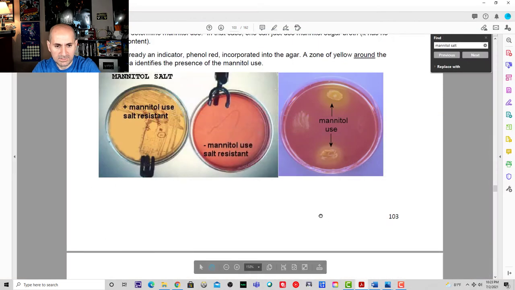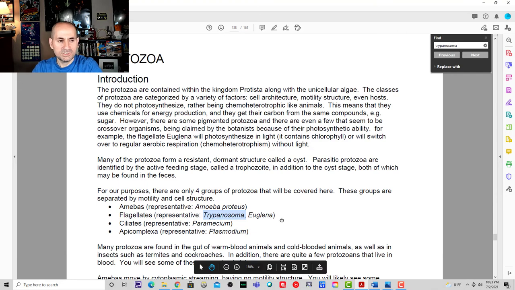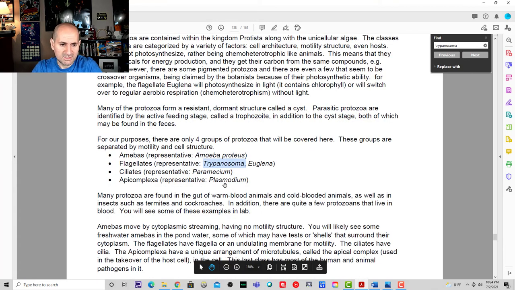Okay, protozoa. What I need you to know about the protozoa is that they are categorized by their mechanism of motility. They are categorized by a variety of factors: cell architecture, motility, even hosts. But mainly, I need you to know about their motility. Remember, the amoebas are categorized by their pseudopod motility. The flagellates are characterized by their flagellated motility. Ciliates have cilia. And apicomplexans are obligate intracellular parasites, so they have no motility. They are parasites inside of the cell. I need you to know how to identify these organisms: Plasmodium, Paramecium, Trypanosoma, amoeba.